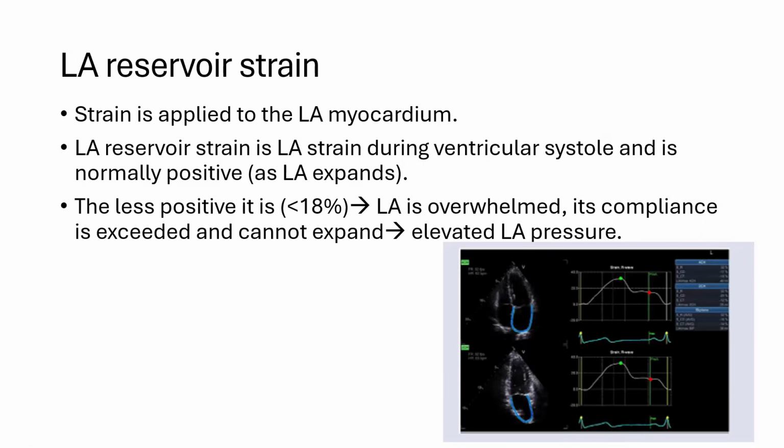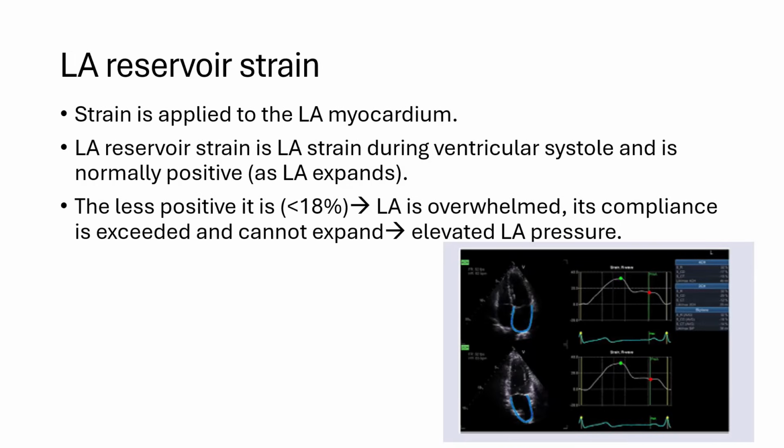So LA reservoir strain is a strain applied to the LA myocardium, and it corresponds to the LA strain during ventricular systole, as the LA is accepting venous return and as it is typically expanding. So LA reservoir strain is expansion of the LA, and it should be a positive value, typically more than plus 18%.